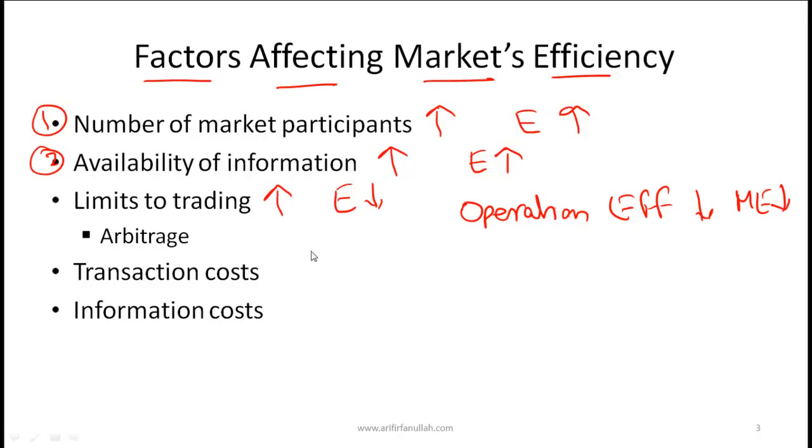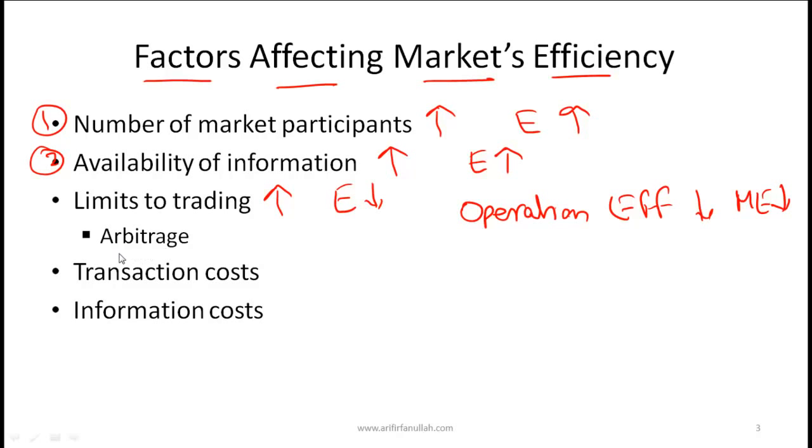So if short selling is not allowed, then chances are that prices might be a little higher than they should be, because with high prices, if people cannot easily do short selling, then that makes it difficult for the prices to come back down. So as far as you're concerned, just remember the fact that if there are high limits to trading, that implies operationally the market is not very efficient, and hence that means low market efficiency.